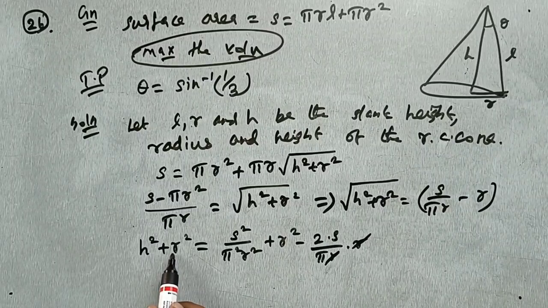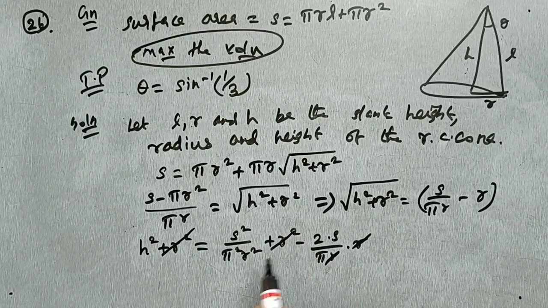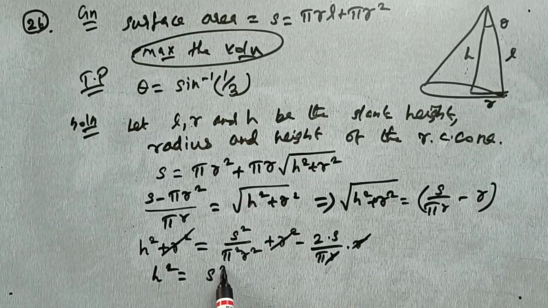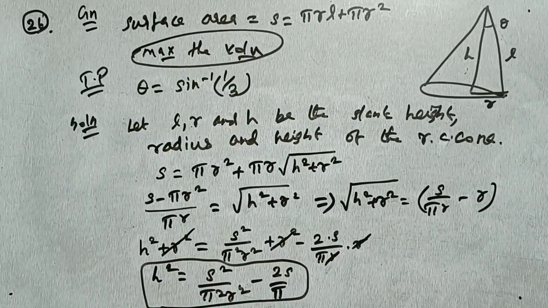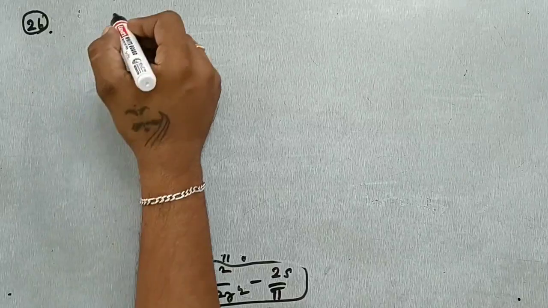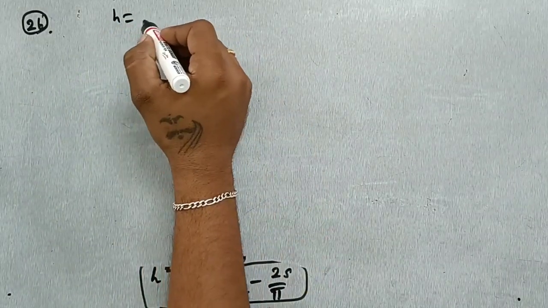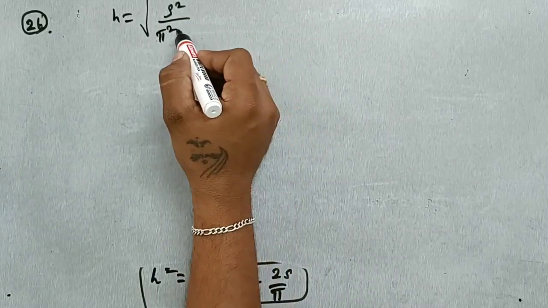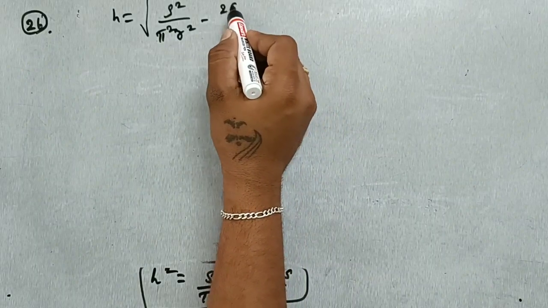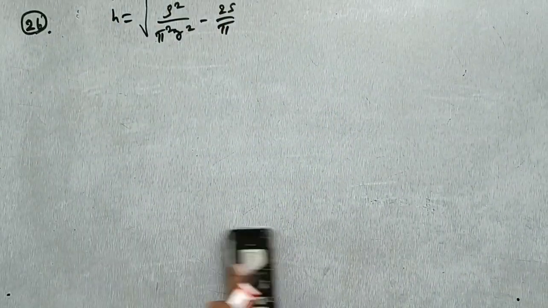Now we are going to take the R square to the right side, or we can cancel the R square here itself. So my H square will be S square by pi square R square minus 2S by pi. This is the value of H square now. So now we will substitute this value into the volume, or we can find the value of H from this. So H equals the square root of S square divided by pi square R square minus 2S by pi.